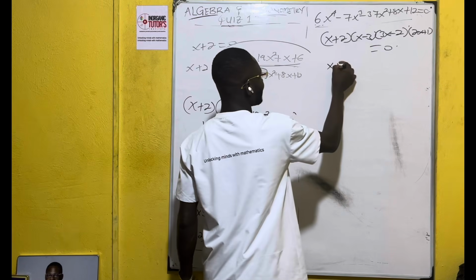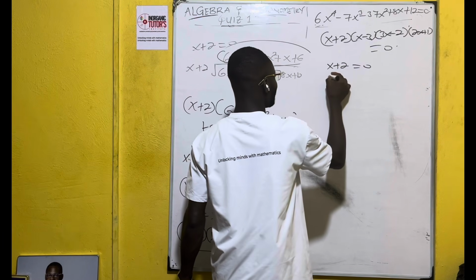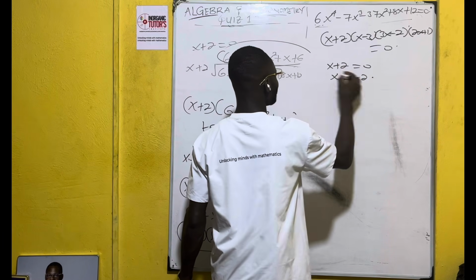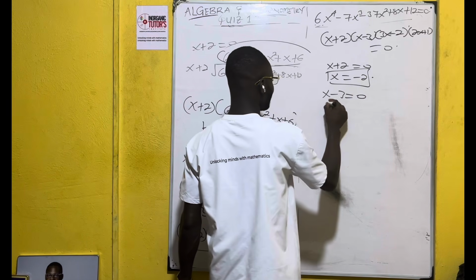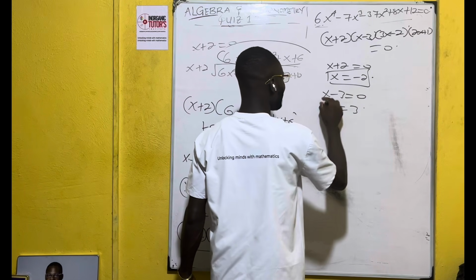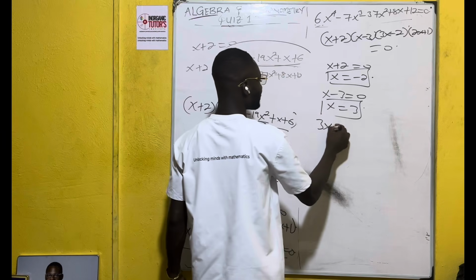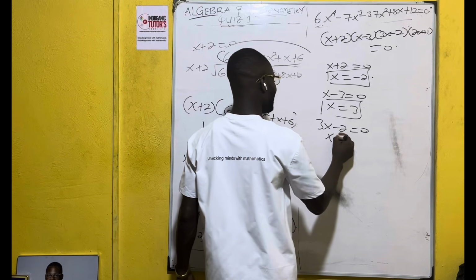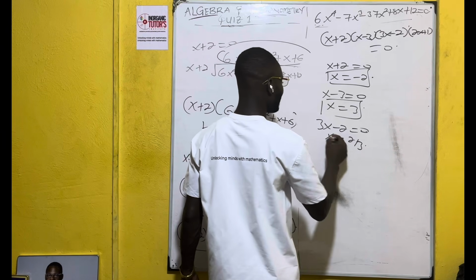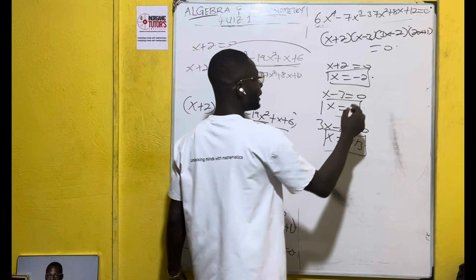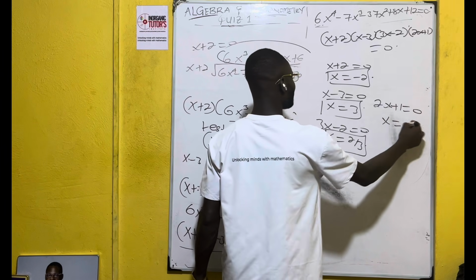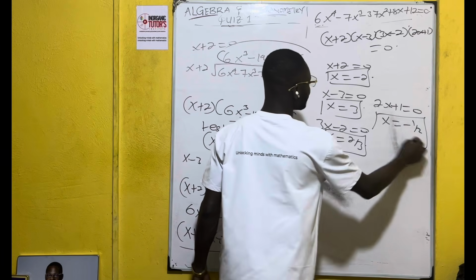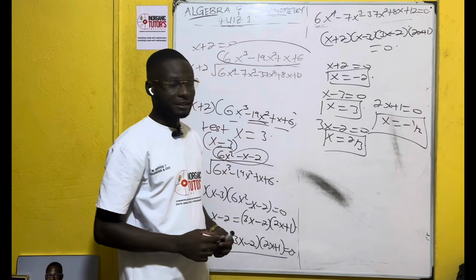So we have x plus 2 equals 0, x is equal to negative 2, 1 factor. x minus 3 is equal to 0, x equals 3, 1 factor. 3x minus 2 equals 0, x equal to 2 on 3, 1 factor, and then 2x plus 1 is equal to 0, x is equal to minus half, right? So we have the fourth factor.